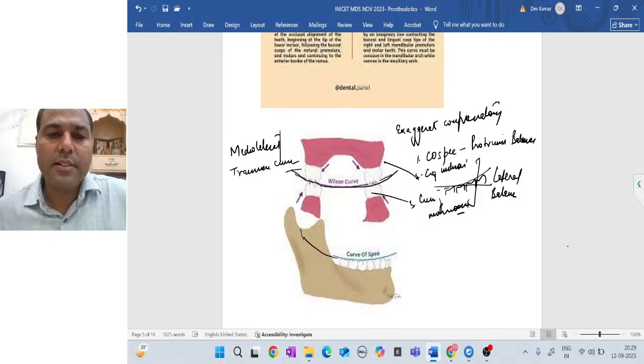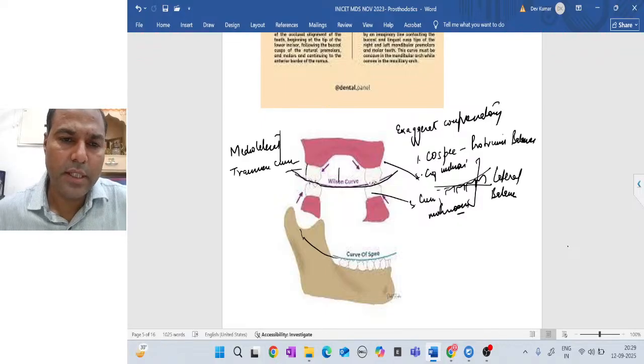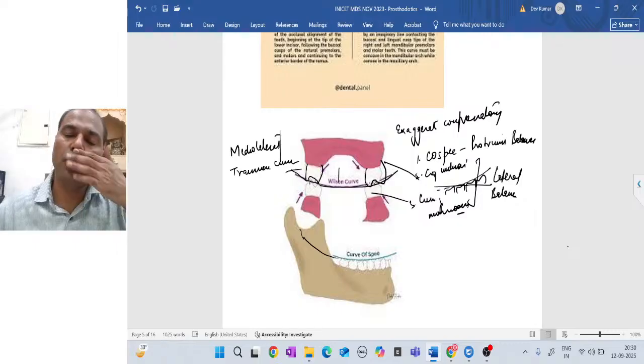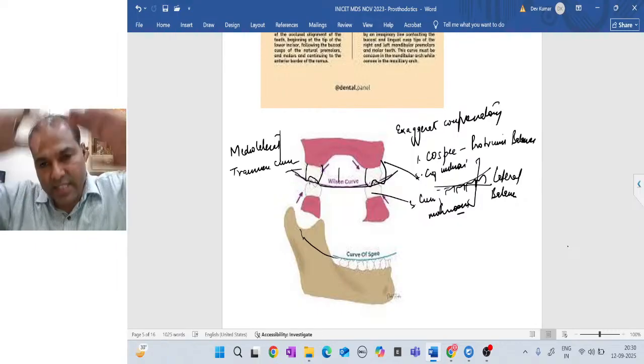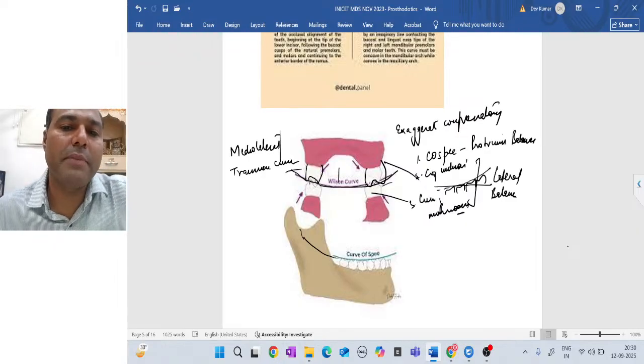So curve of Wilson for maxilla is convex downwards. And for mandible, see, it is because of the buccal tilt of the maxillary cusp. Because of the buccal tilt, the palatal cusp comes closer to the glass plate and the buccal cusps are above. That's why it is convex downwards, and it is meant to be concave for mandibular teeth.